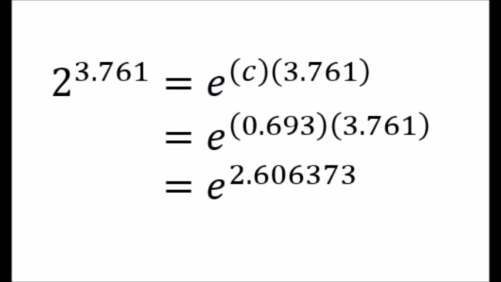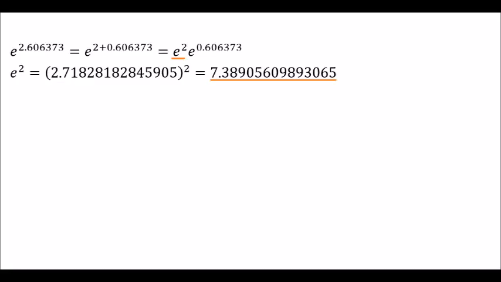Back to our change of base. Now we can just plug the numbers into our example. 2 to the x is equal to e to the c times x. 0.693 times 3.761 equals 2.606373. e to the 2.606 can be split up into the product of e squared and e to the 0.606. We already calculated e in a previous lesson, so there's no need to reinvent the wheel. e squared is underlined in orange.